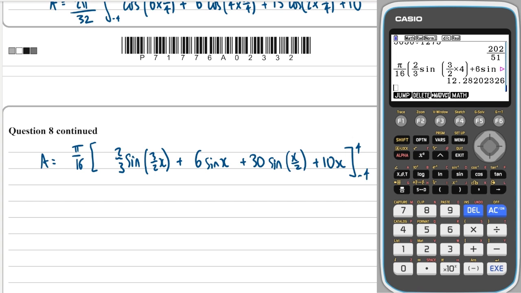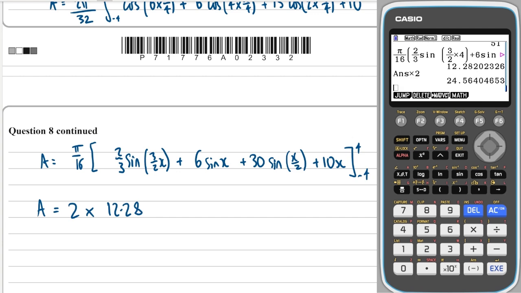And then what we can do is just double that, because we already know from the diagram the function is symmetrical. So my area will just be 2 times 12.28. So I'll just times that by 2, and I'm going to get 24.56. Just to save time rather than subbing in minus 4.